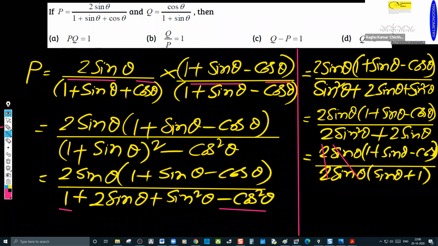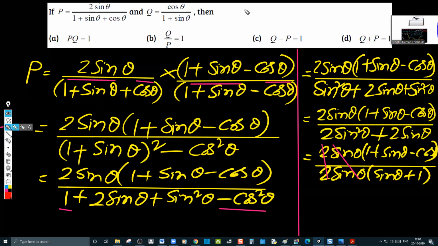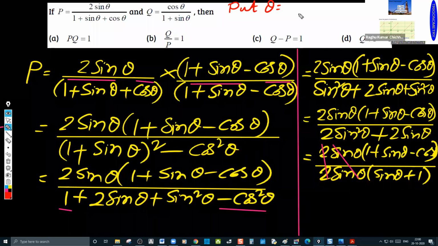Let us verify this. I'm doing the method now. Whether the problem is correct or not, let us verify. How to verify? You tell me. Put some value to theta. Let us verify this first. Okay, sir. Put theta is equal to, if you put 90, this becomes 0. So you should not do that, because this Q becomes 0, this Q becomes 0, this Q becomes 0, then you don't get this.